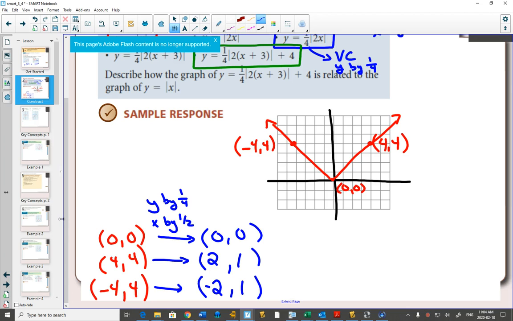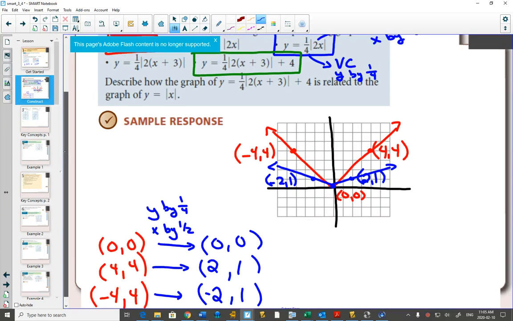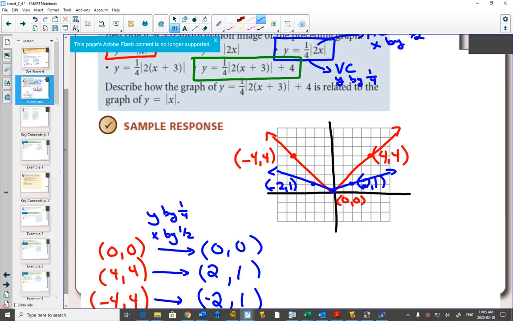And I can label those points on my graph. So I have 2, 1, -2, 1, and there's the blue graph. So that blue graph matches up with that, and that's exactly what we did in section 3.3.